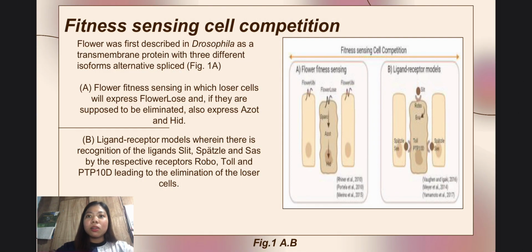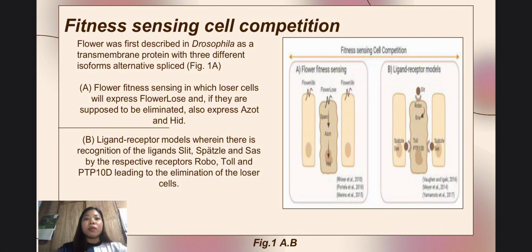For fitness sensing cell competition, Flower was first described in Drosophila as a transmembrane protein with three different isoforms by alternative splicing, as shown in figure 1a. In Flower fitness sensing, loser cells will express Flower Lose, and if they are supposed to be eliminated, they also express Azot and Hid. Azot is another mediator of cell competition that acts as a fitness checkpoint, which consequently activates the pro-apoptotic gene Hid, leading to cell elimination and delayed aging.